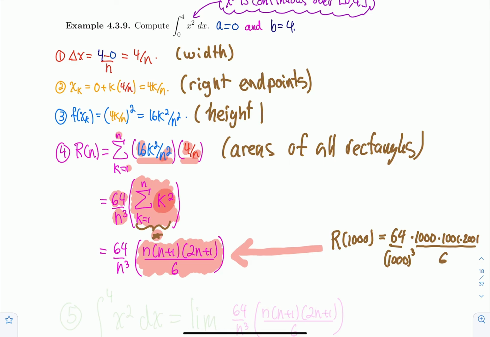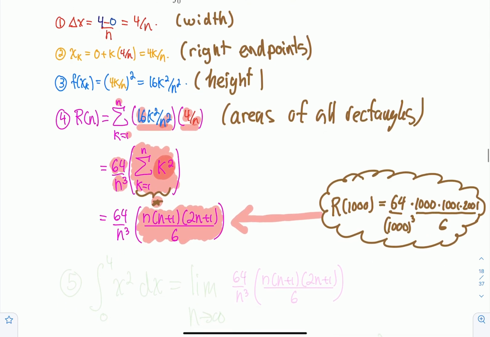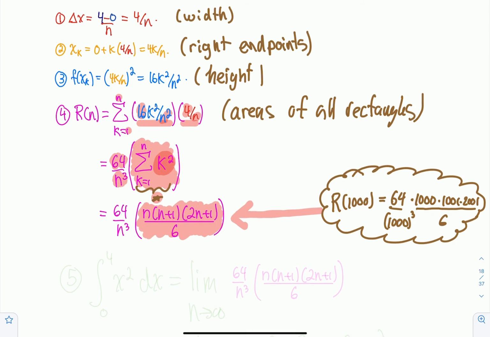So it's an explicit formula. If you want to have 1,000 rectangles, 1,000,000 rectangles, nice. I can just do it in one shot thanks to this formula. Once you have your explicit formula for Rn, a formula that only depends on n, you want to study what happens when n gets larger and larger, because this is actually the limit definition of the definite integral.